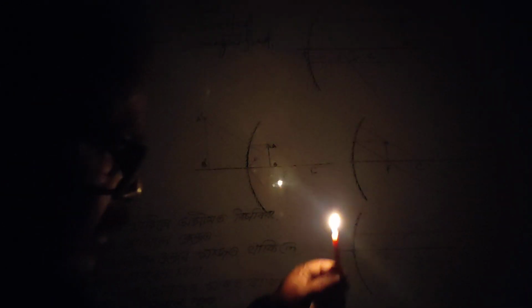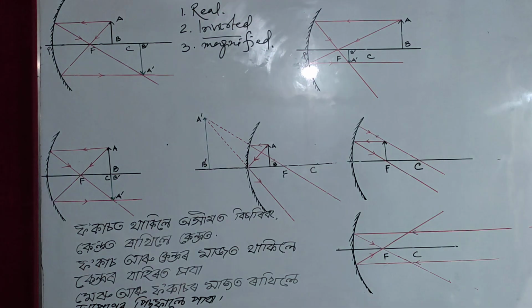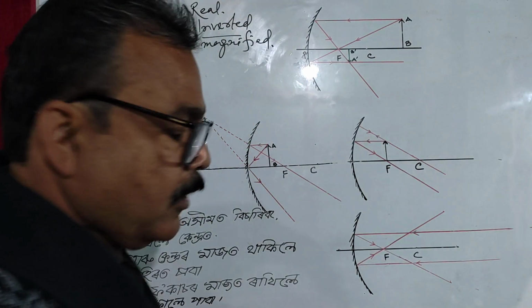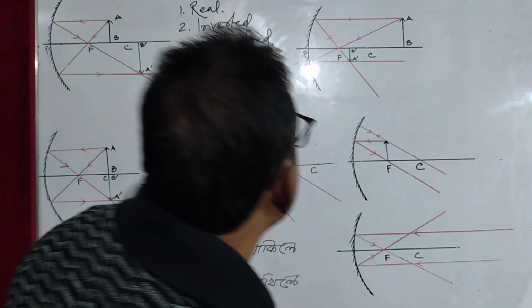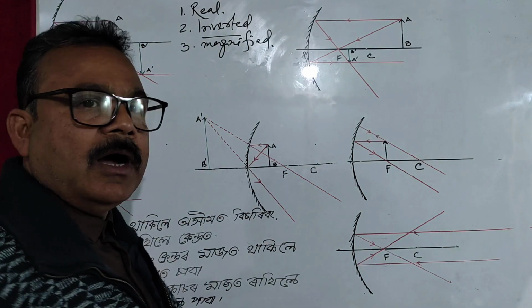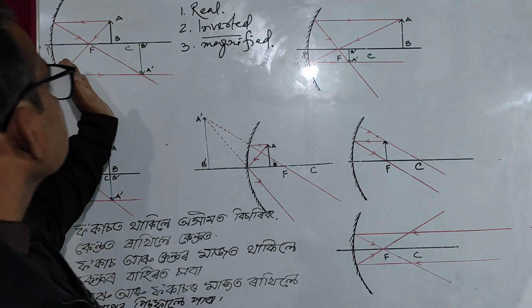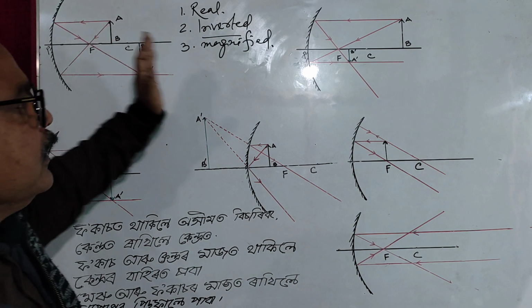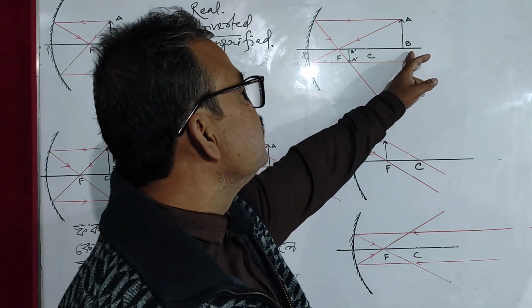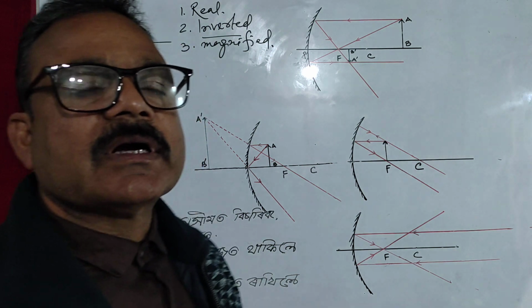Okay, let's come to the next part. Okay, I think it is clear to all of you. Then again, come to this position. Now, simply I altered the position. Now here, I am keeping the object beyond the center of curvature.